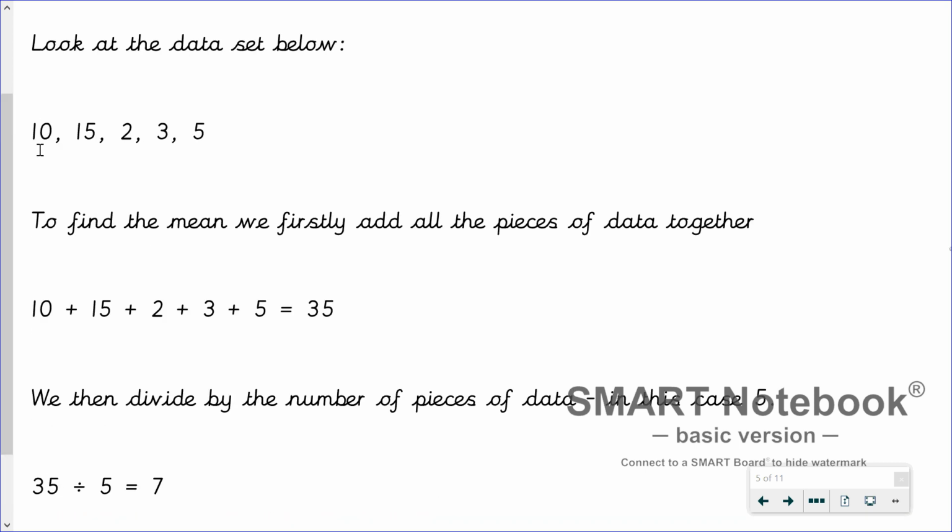Now, if you look at the numbers, we start at 2 and we end at 15. 7 probably is in the middle-ish. But that is how we find the mean. We add them all up and then we divide through by the total number of pieces of data.